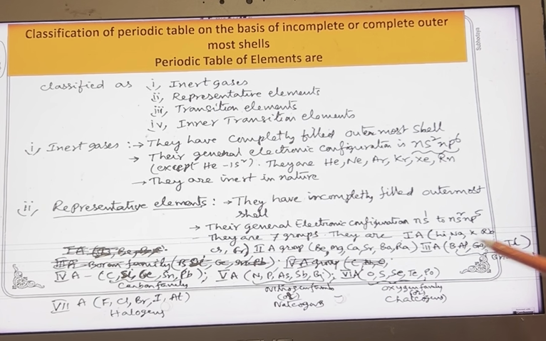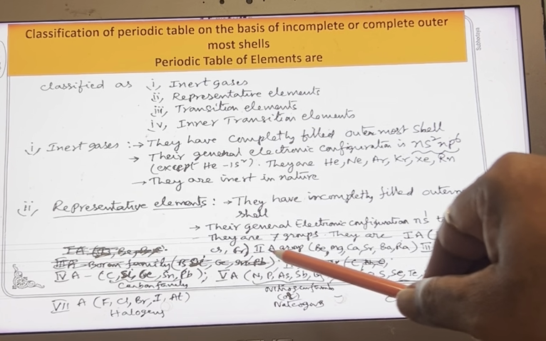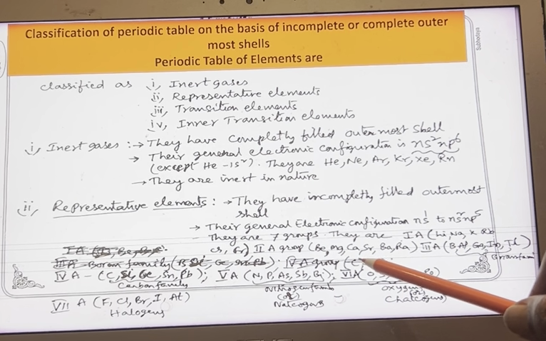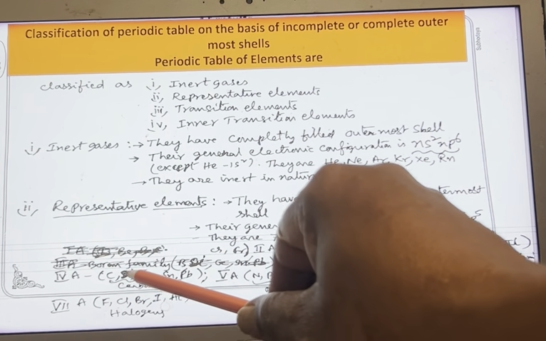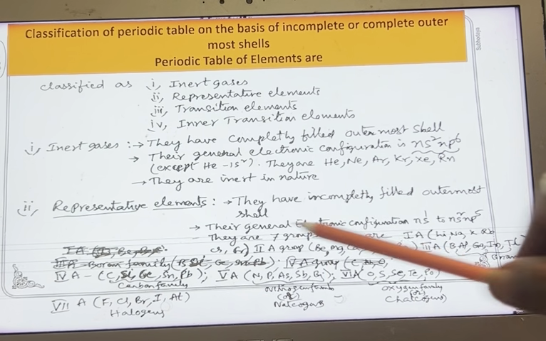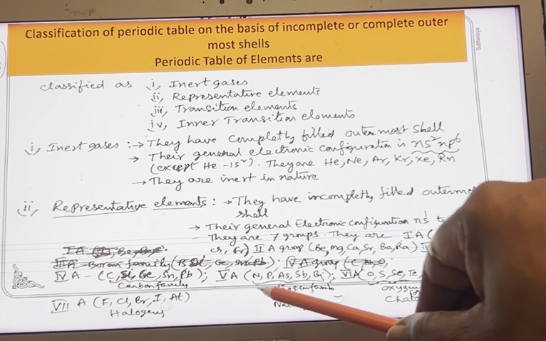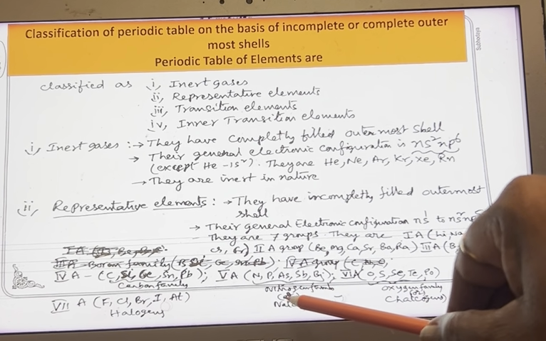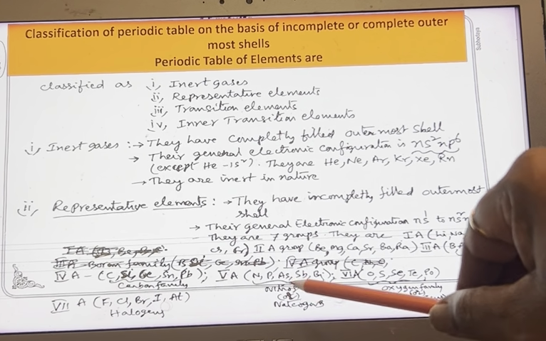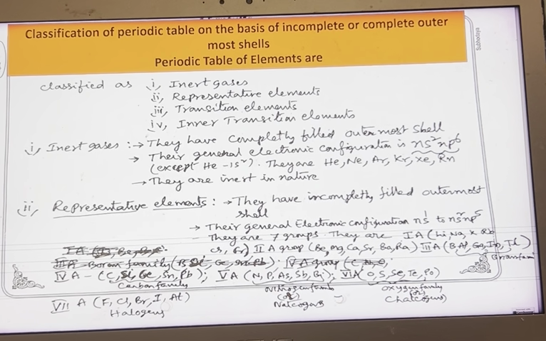First A: lithium, sodium, potassium, rubidium, cesium. Second A group: beryllium, magnesium, calcium, strontium, barium, radium. Third A group: boron, aluminum, gallium, indium, thallium. Fourth A group: carbon, silicon, germanium, tin, lead. Fifth A group: nitrogen, phosphorus, arsenic, antimony, and bismuth. They are the nitrogen family, called pnictogens. They are mineral forming elements.